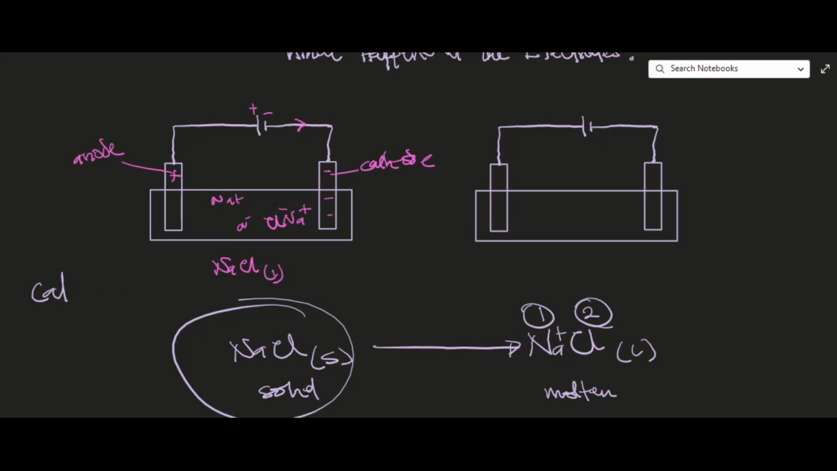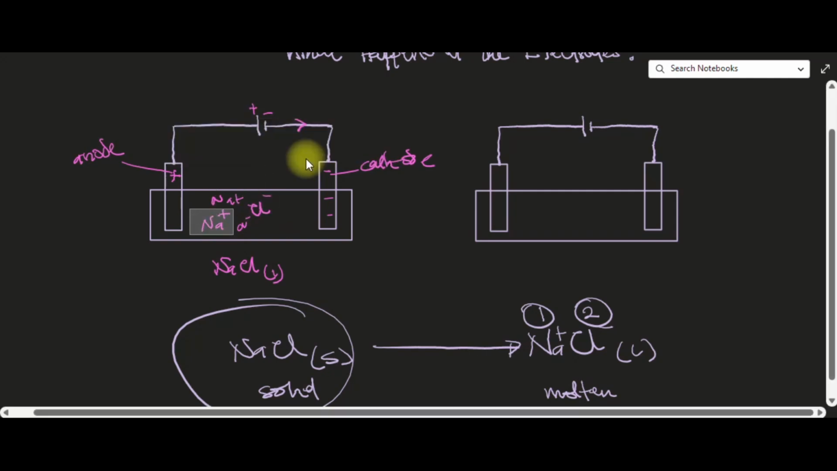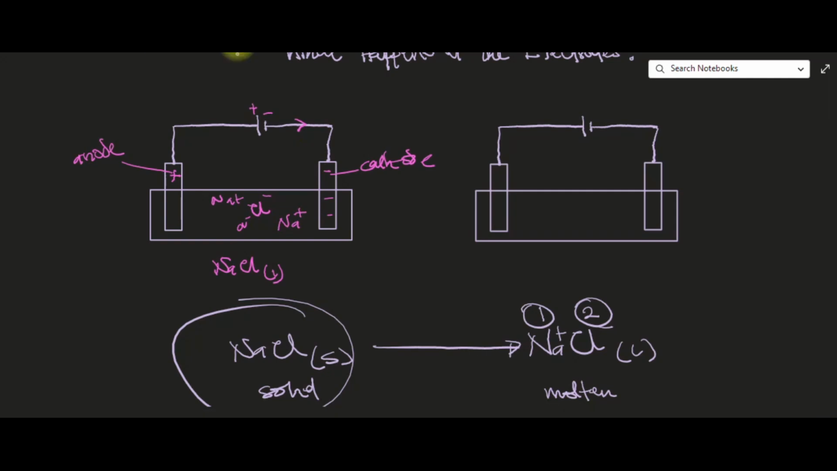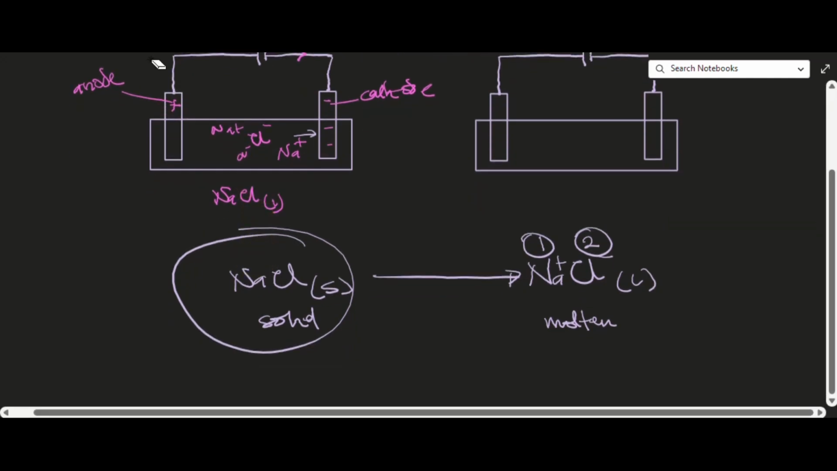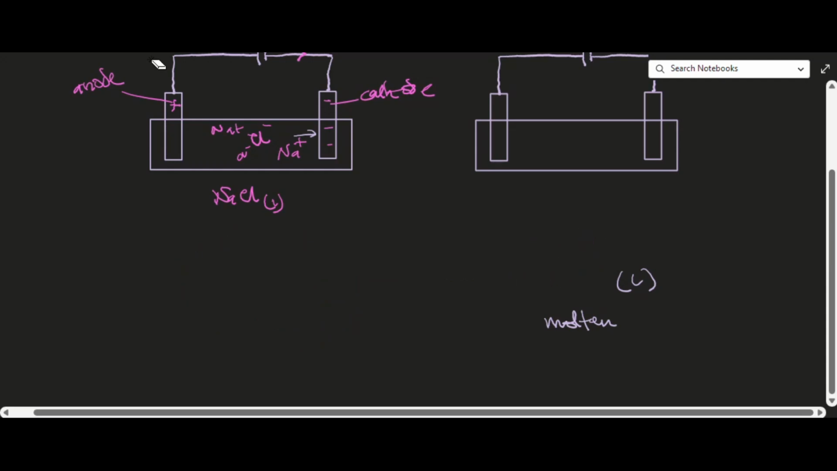So the Na plus will be migrated towards the cathode in order to catch the electron that is coming towards it. So something like this. So you have this. So this one will take the electron that is coming. So when it takes the electron, this is very easy. We can write that in form of an equation.